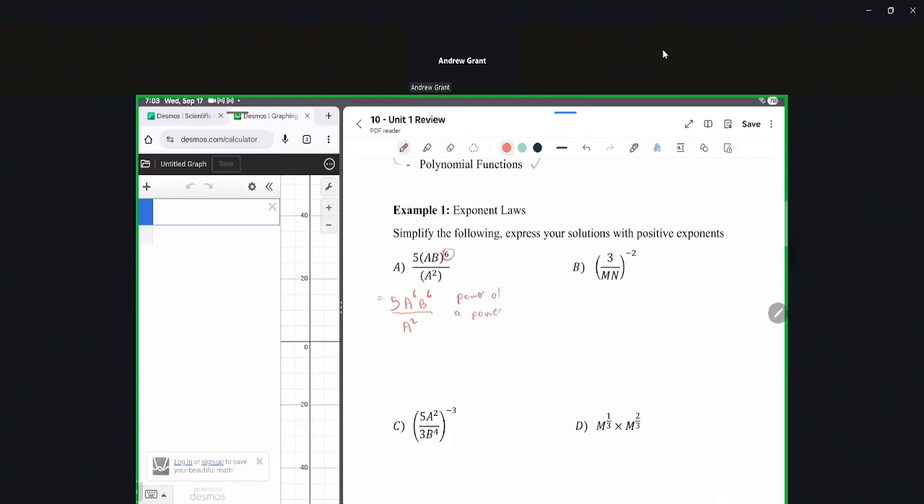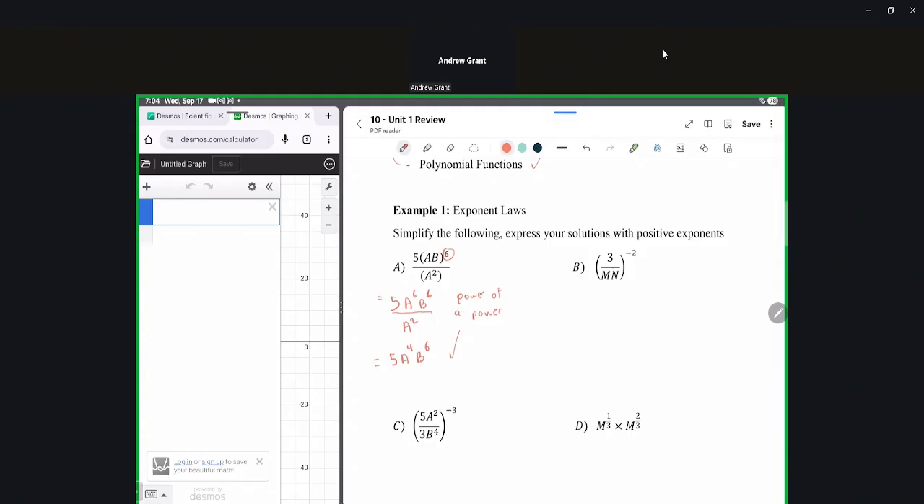Next thing we want to do is to simplify this down. Note that there are no other constants except for the 5, but we have a to the power of 6 divided by a to the power of 2, which means we're going to keep the base and subtract the exponents. So this will become 5a. Now, a to the power of 6 divided by a to the power of 2 is the same thing as a to the power of 6 minus 2, which is 4. And then we tack on a b to the power of 6 at the end. And that's it for that question.